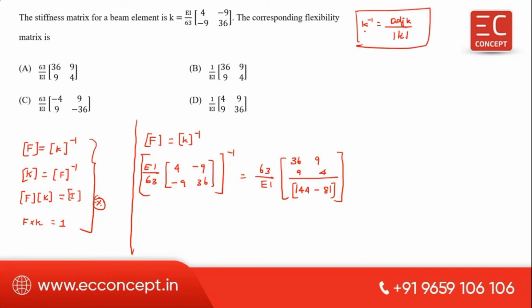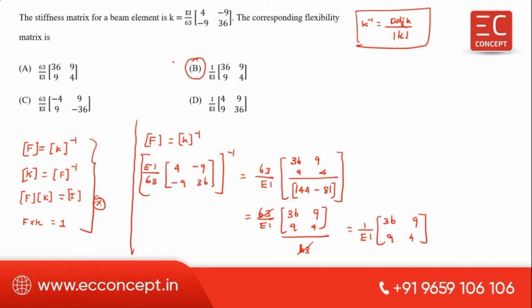Now if you simplify this, it is equal to 63 divided by EI into the matrix 36, 9, 9, 4, the whole divided by 63. You can cancel these two. So finally you will get 1 by EI into 36, 9, 9, 4. So the answer for this question is B. Okay, so this is the answer.